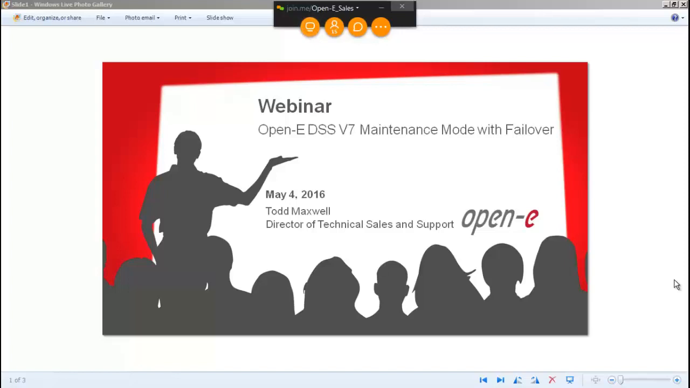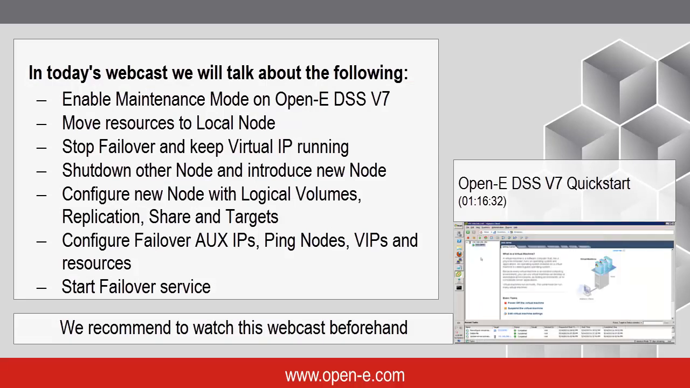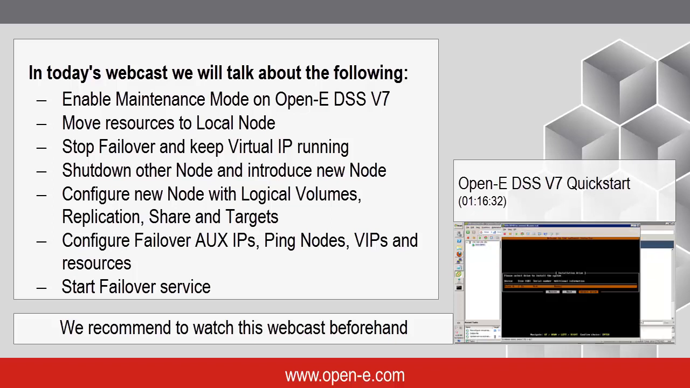This is a new feature that was recently introduced in our latest release. It's gained a lot of attention because with maintenance mode in failover for iSCSI and NFS shares, we can do a lot of things while the virtual IP addresses are still available, but the cluster service is shut down. It's something we've been wanting to put into DSS as a feature.